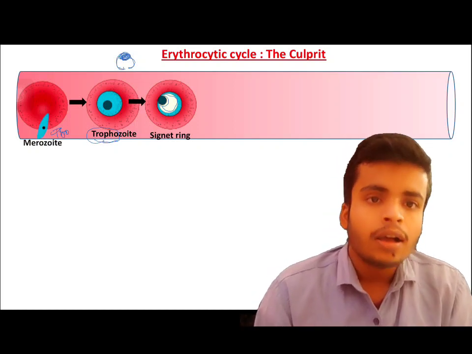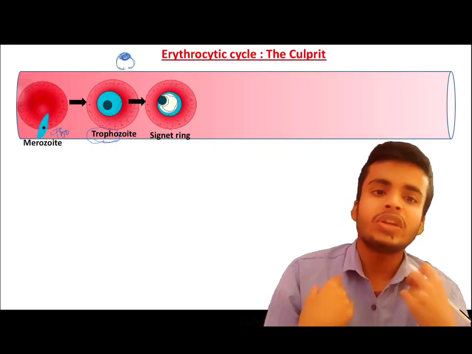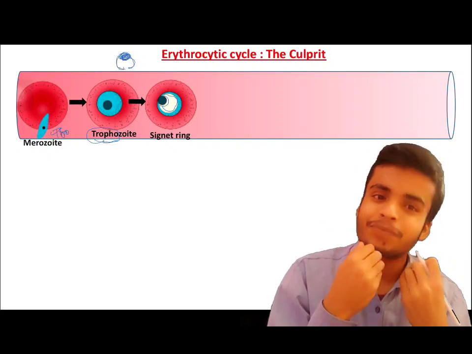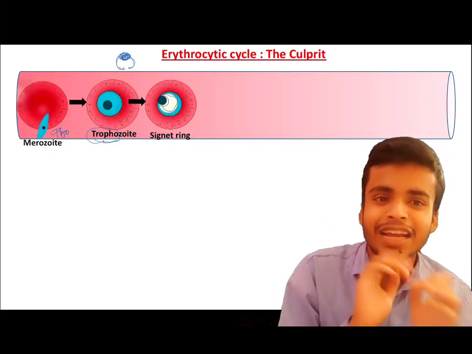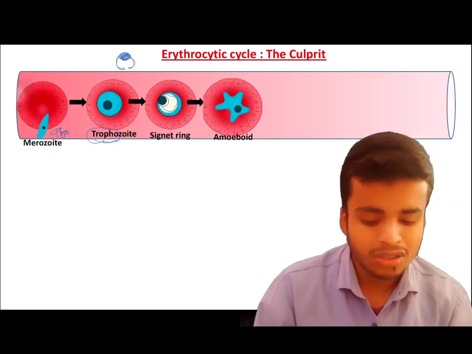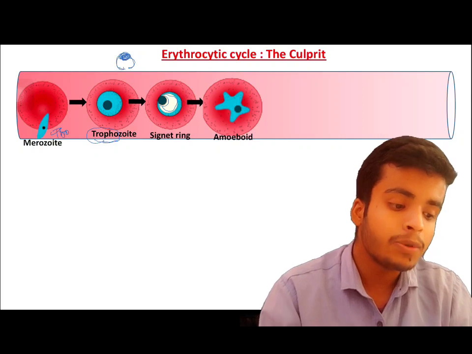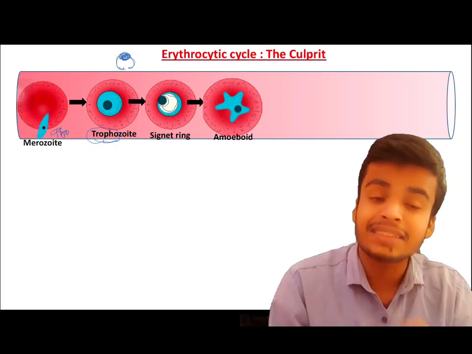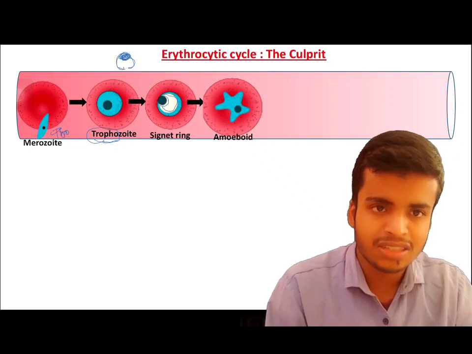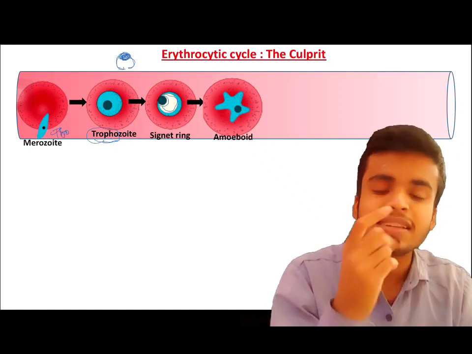Now, after some time, what happens? Consider what we do: we eat and then we sleep. We sleep unconsciously, and our hands and legs are placed randomly, haphazardly. The same thing happens here too. After the signet ring, there is the amoeboid stage. The amoeboid stage has an irregular outline. That is why it is called amoeboid, because an amoeba has no definite shape and size.